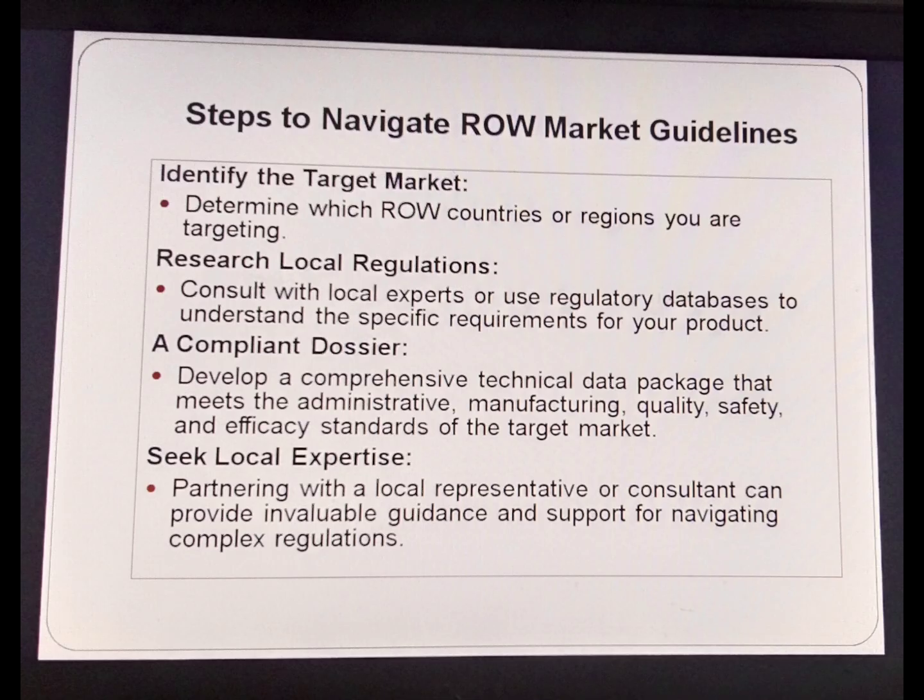Steps to navigate ROW market guidelines. Identify the target market. Determine which ROW country or region you are targeting. Research local regulations. Consult with local experts or use regulatory databases to understand the specific requirements for your product. Prepare a compliant dossier. Develop a comprehensive technical data package that meets the administrative, manufacturing, quality, safety, and efficacy standards of the target market. Seek local expertise. Partnering with a local representative or consultant can provide invaluable guidance and support for navigating complex regulations.